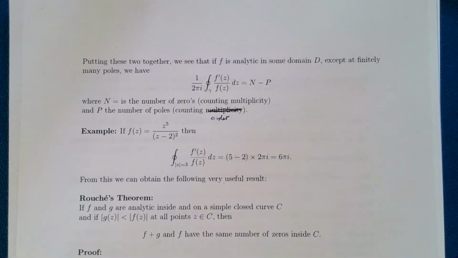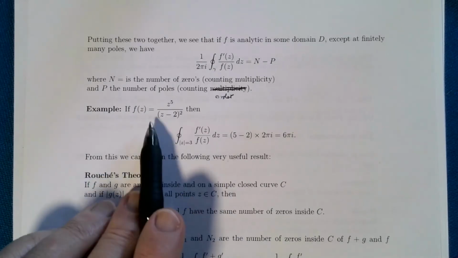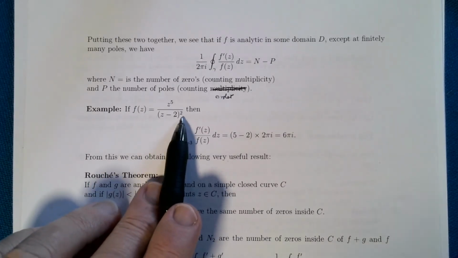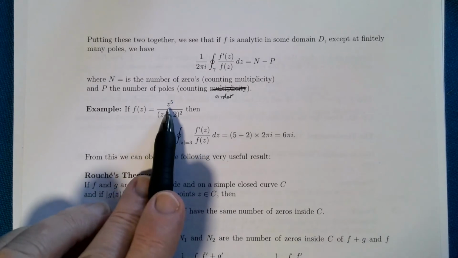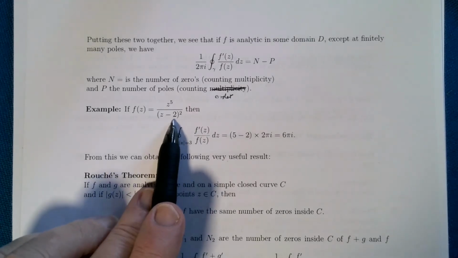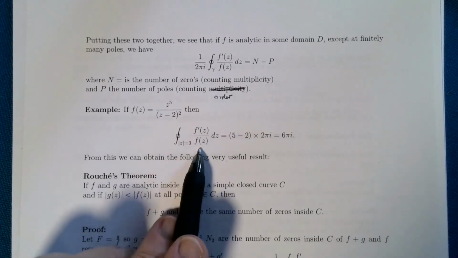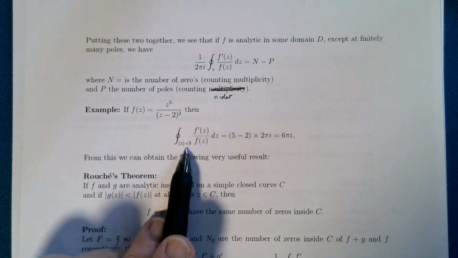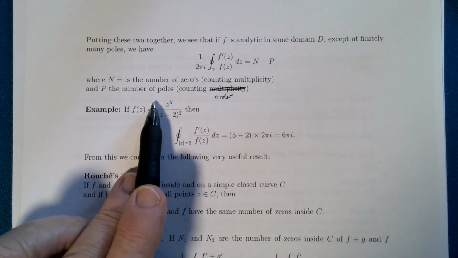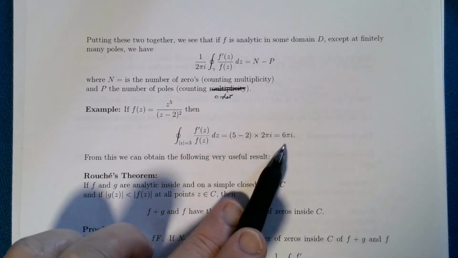Would be better to say. So for example, if I've got this function here, z to the fifth on z minus 2 squared, then this has a 0 at z is 0 of order 5, and we've got a pole of order 2 at z is 2. And so we can predict that the integral around this contour, which contains both of those zeros and poles, is going to be the number of zeros, which is 5, minus the number of poles counting order, that's 5 minus 2, times 2 pi i, is 6 pi i.